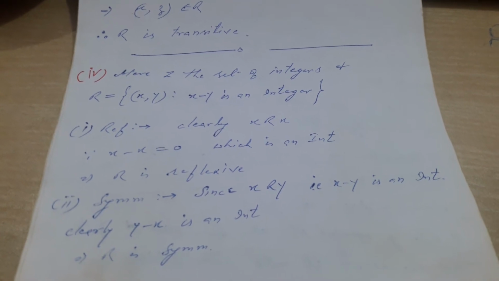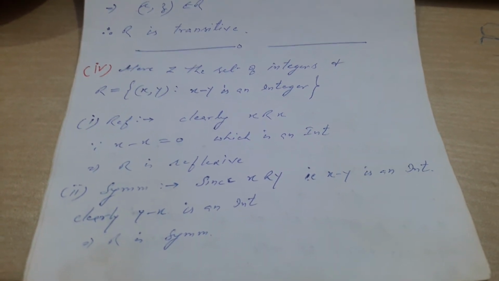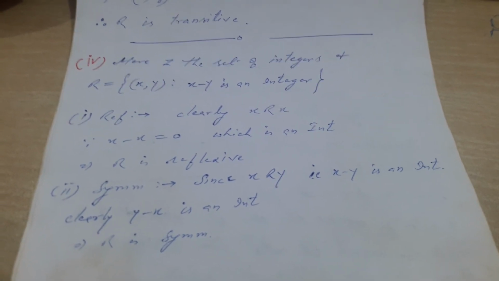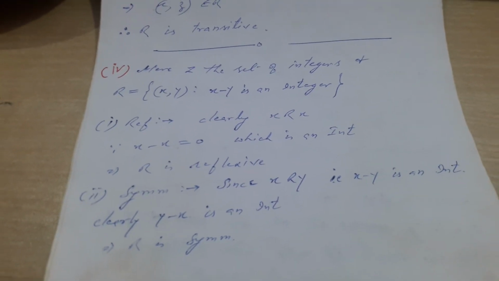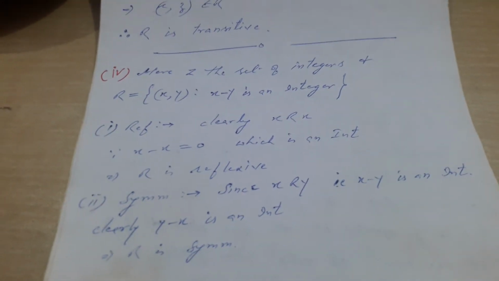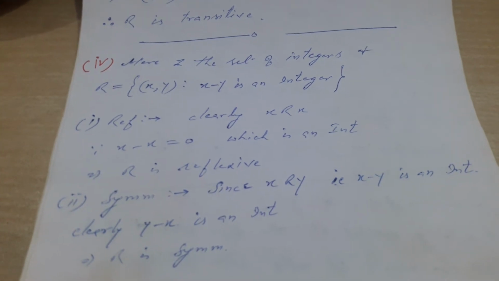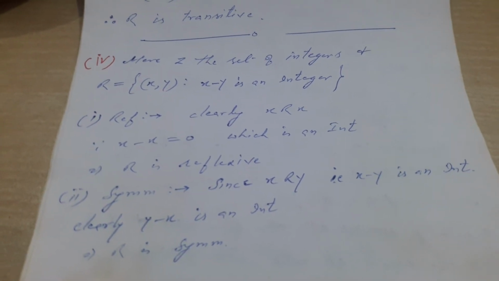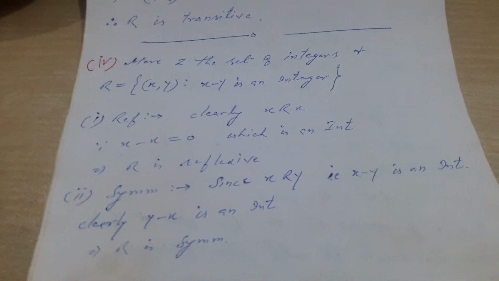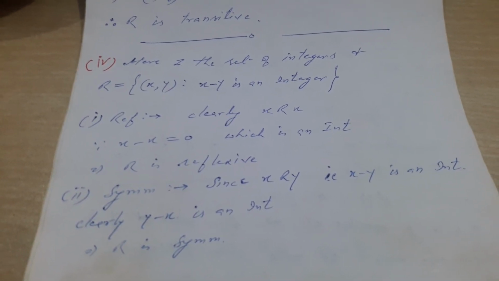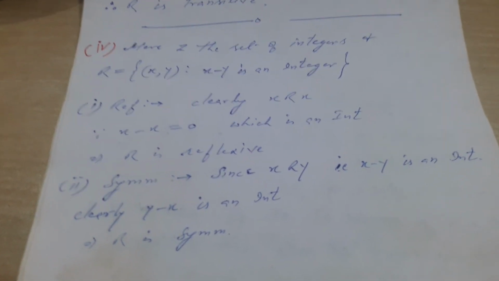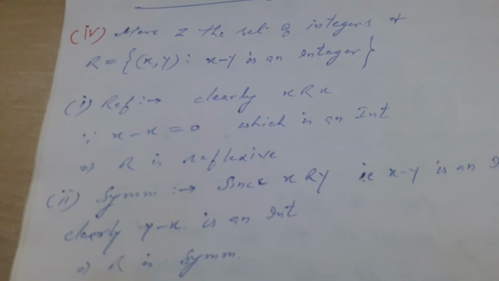Now see, I am taking one example. It is question number one, fourth part. In this, Z is the set of the integers and R is given as (x, y) where x minus y is an integer. He said that if we subtract these two and the answer is an integer, then they are in a relation. So this is the condition of this set. In this set, only those pairs lie if their subtraction gives an integer. Okay, so now see the reflexivity.